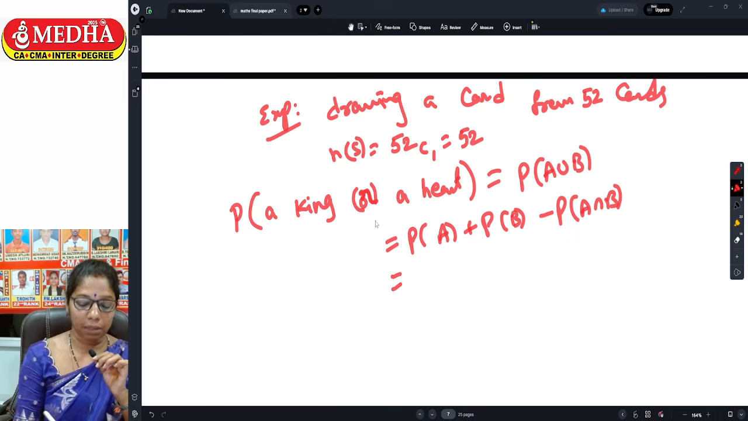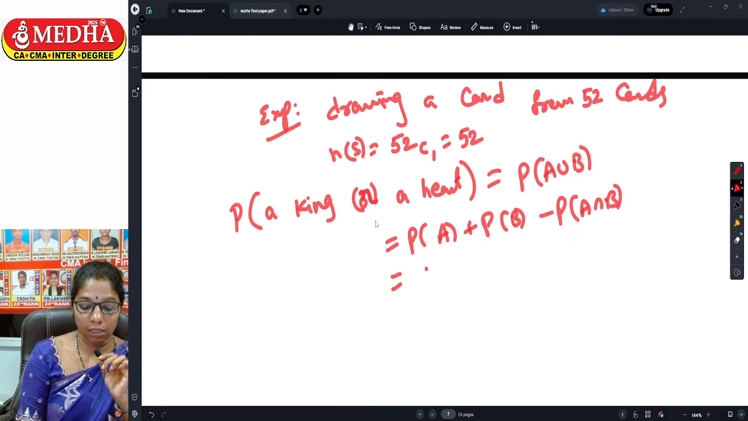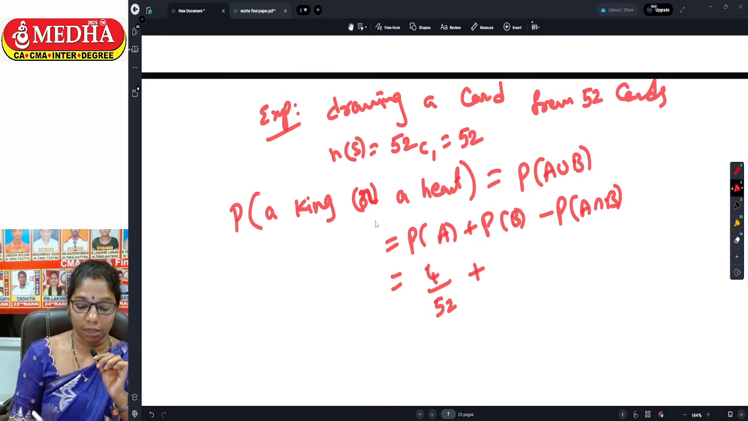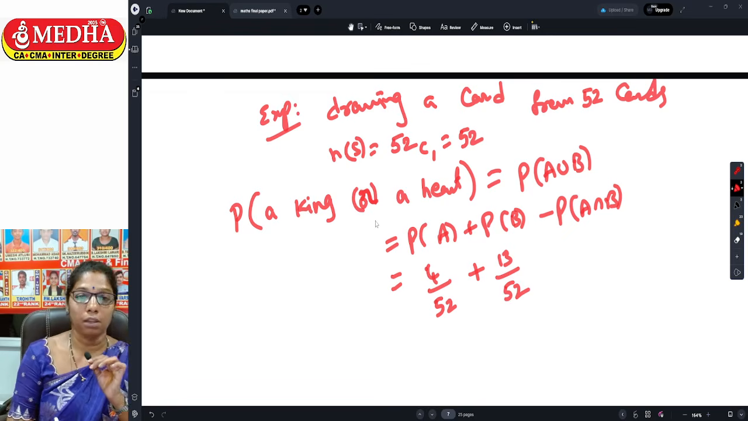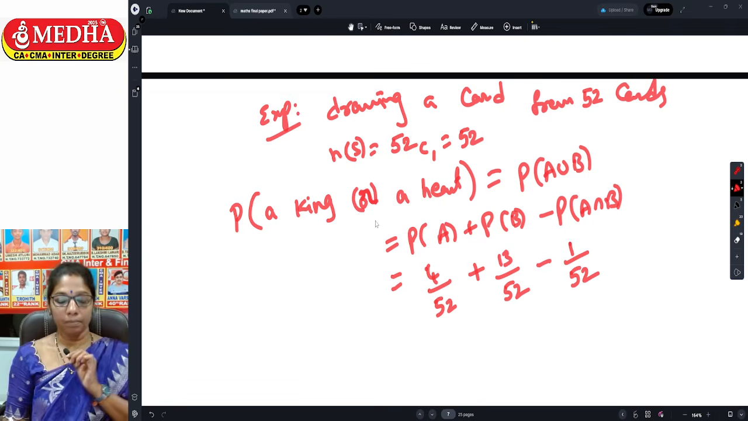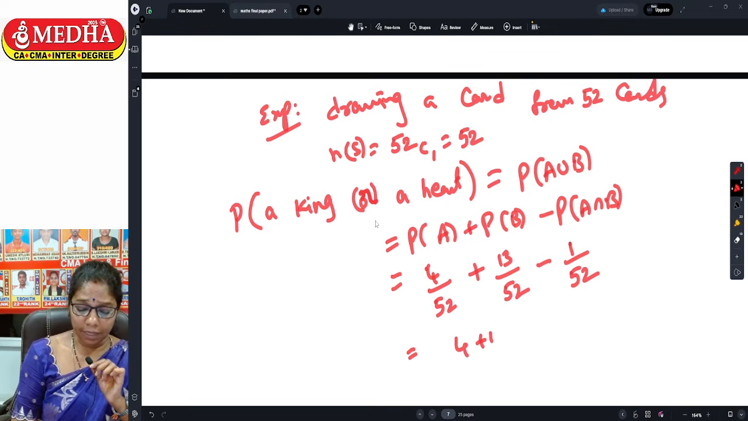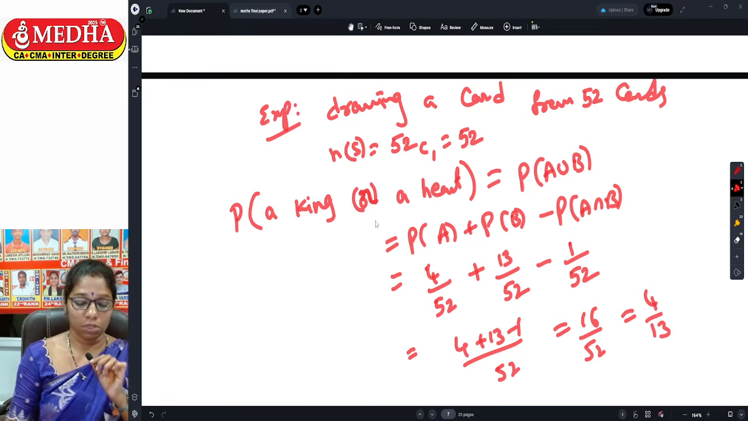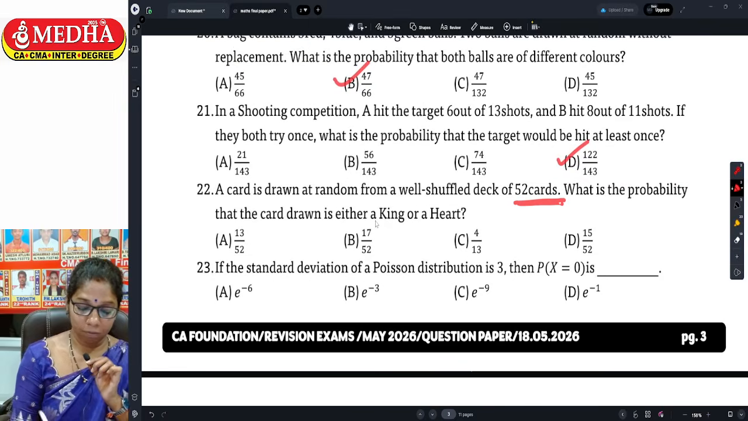So P of A is nothing but drawing a king card. There are 4 king cards. Each set is having 1 card. 4 sets, 4 cards. That is 4c1 by 52c1, plus the probability of drawing a card from the heart set. There are 13 cards in the heart set. 13c1 by 52c1. 13/52 minus a card which is a heart and a king. So heart set nunche king card, both the qualities for one card, that is 1c1/52c1. Finally 4 plus 13 minus 1 by 52, 16 by 52, 4 by 13 is the solution. 4 by 13, option C.